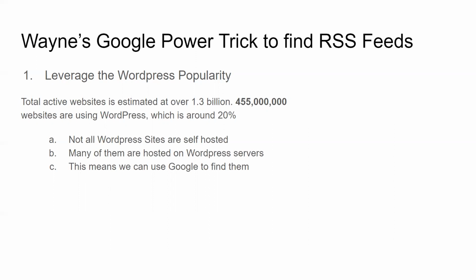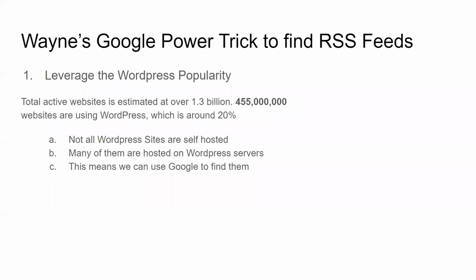As you can see on there, we can leverage the WordPress popularity. As it says in the slide, WordPress is massive, and we can take advantage of that. It's estimated that there's 455 million websites using WordPress, which is about 20% of the web. But not all WordPress sites are self-hosted, so they're not sitting on someone's server somewhere with an installation of WordPress. They're actually on WordPress's servers themselves. So this means we can use Google to find them.